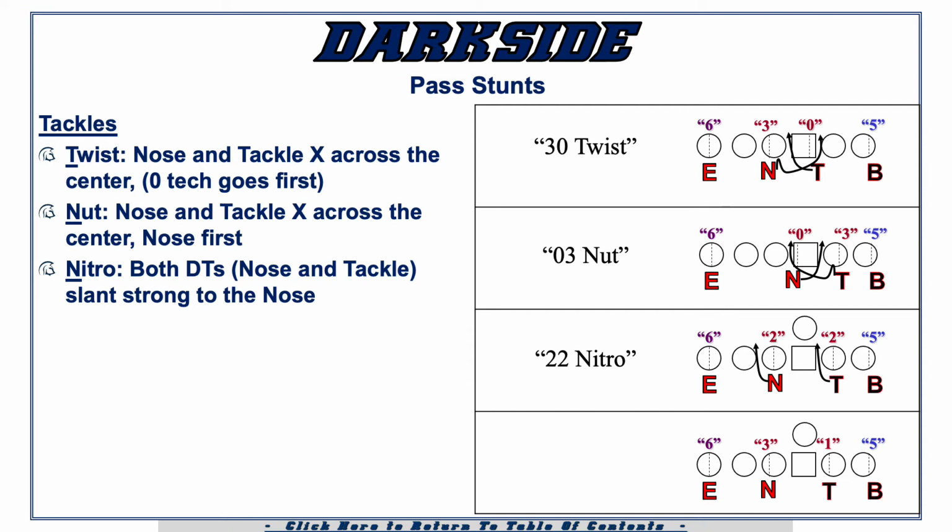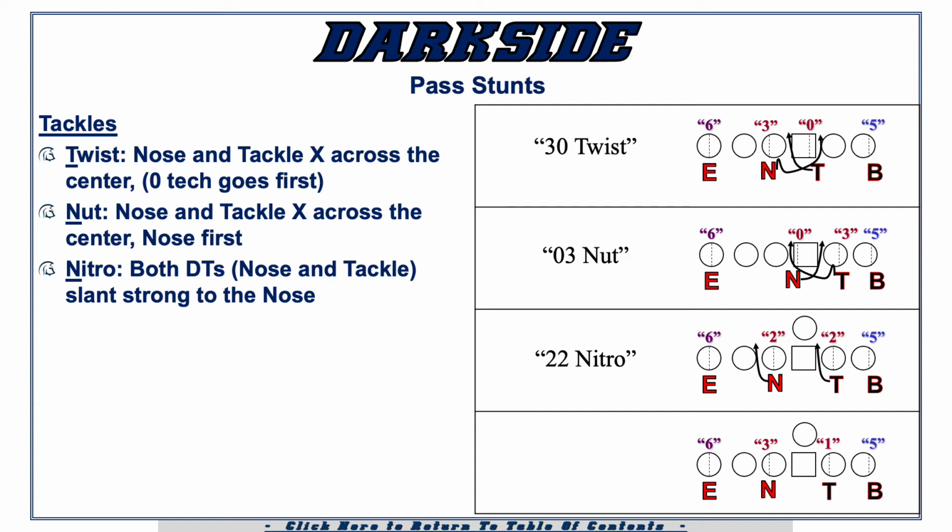So like we mentioned, we're shooting through the gaps. This is a situation where the D-line needs to know if it's a pass down or a run down. If we're facing an option team, they need to get through and push flat. If it's 3rd and 15, they need to push through and chase the quarterback and get after him.